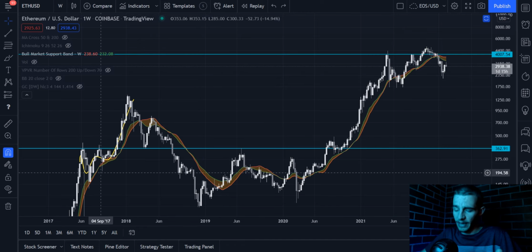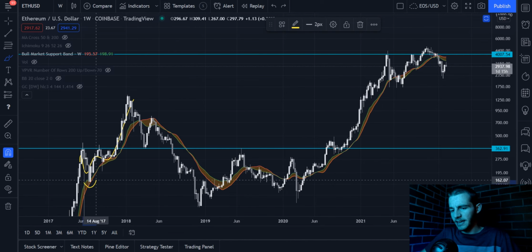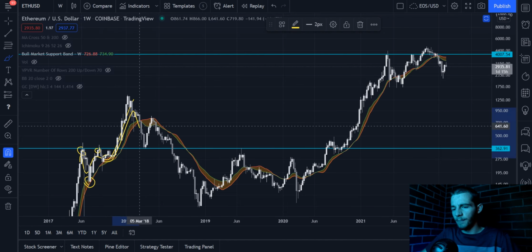Now, if you take into account as well the bull market support band, we can see that in 2017, we tested the bull market support band in July. We formed the lower low on the W, and then we tested it again in September, formed the higher low on the W, in between testing resistance in June and in August, and then broke out here and then dropped below later in the year.